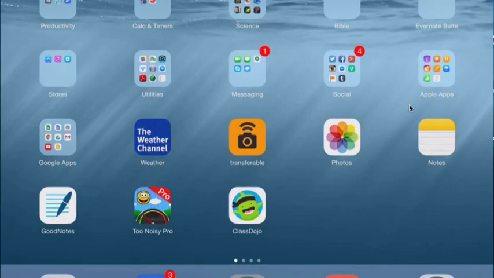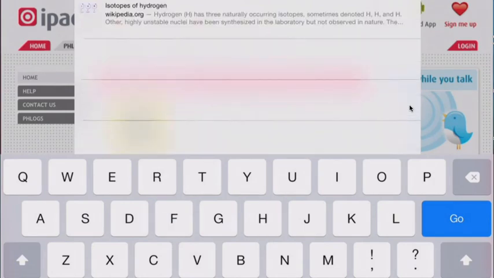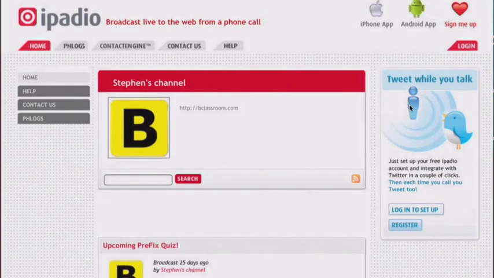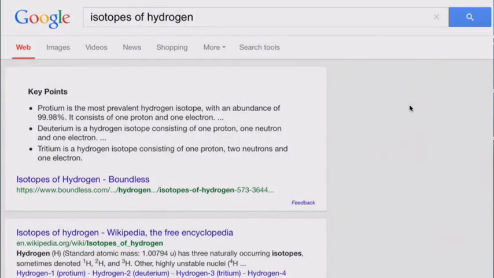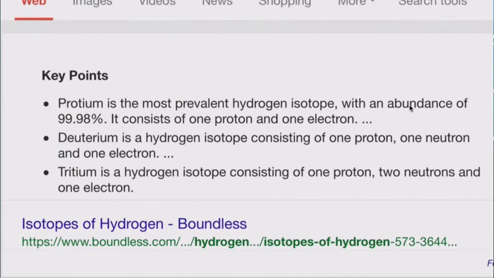But basically, if we were to go to Safari here, and we were to look up isotopes of hydrogen, protium, deuterium, and tritium. Look at it right there. So protium, it consists of 1 proton, 1 electron. Deuterium consists of 1 proton, 1 neutron, 1 electron. Tritium is a hydrogen isotope consisting of 1 proton, 2 neutrons, and 1 electron. So what we had there was protium, deuterium, and tritium in our examples. Okay, these are isotopes of hydrogen.